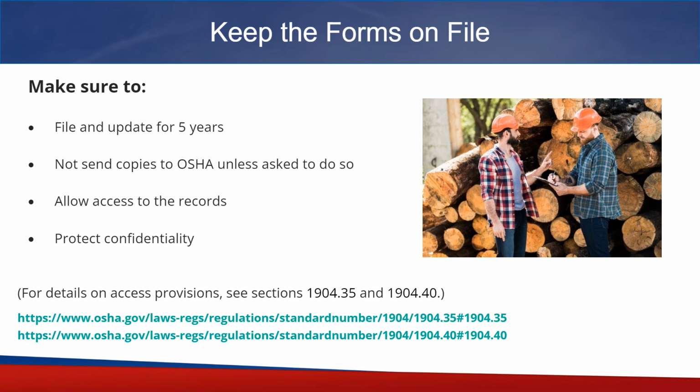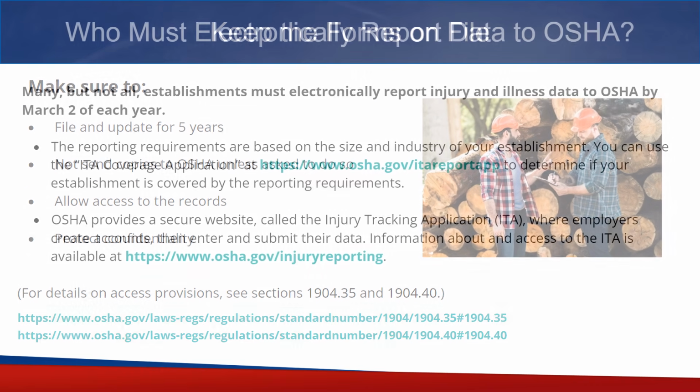Note, however, that both the Log 300 and Form 301 incident reports will include information relating to employee health, and thus can only be used in a manner that protects confidentiality to the extent possible, while promoting occupational safety and health. For details concerning the access provisions, refer to Sections 1904.35 and 1904.40.